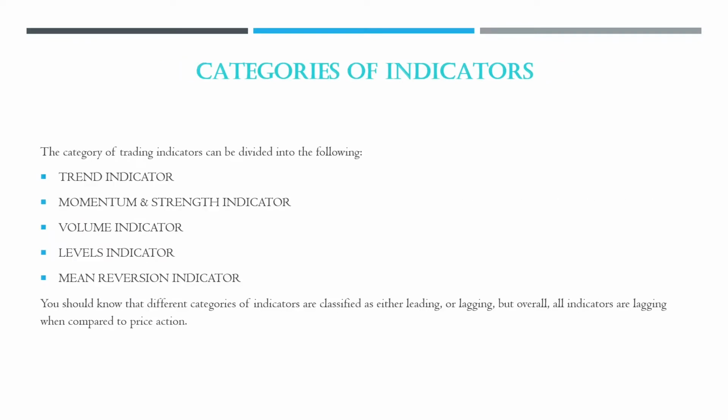You can easily deploy the indicator and you will see if the market is bullish or if the market is bearish. So what are the categories of indicators? The categories of trading indicators can be divided into the following. We have trend indicators, we have momentum and strength indicators, we have volume indicators, we have levels indicators, and we have mean reversion indicators. You should know that different categories of indicators are classified as either leading or lagging, but overall, all indicators are lagging when compared to price action.